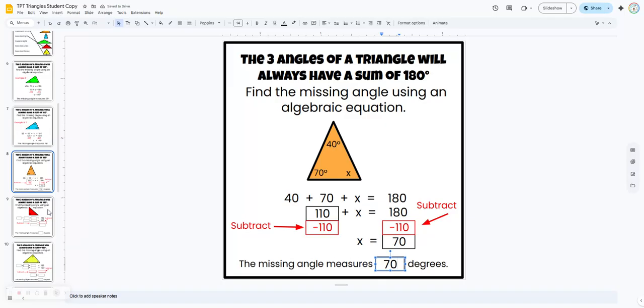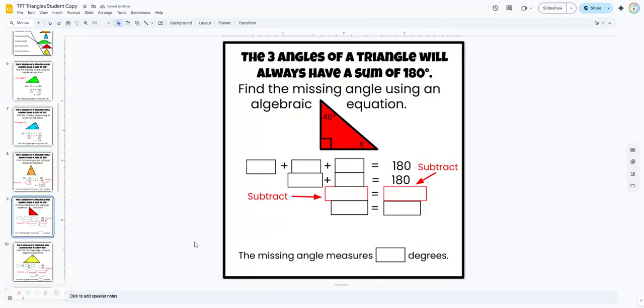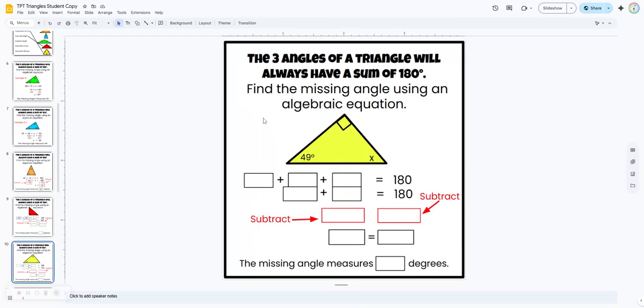Now, the next slide, they're going to have to do the problem all on their own. Now, here they have a right angle, so that means they need to know that one of those angles is 90 degrees. So they type in 90, they know one is 40, and the other one is x. And then they're just going to follow the steps to solve for x. Same thing on the next slide. They've also got a right angle, so they need to know that one of the angles is 90 degrees.